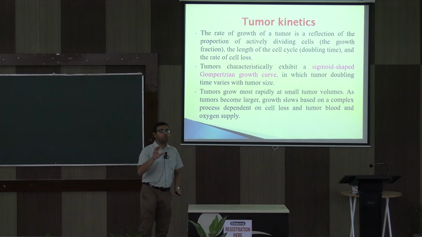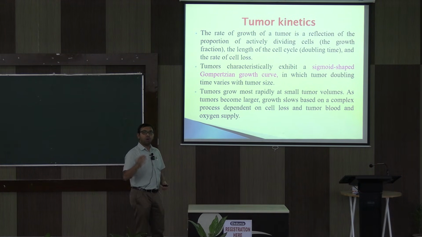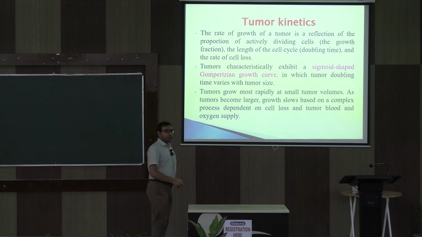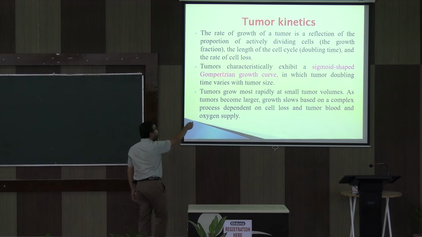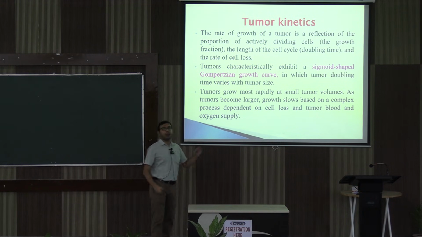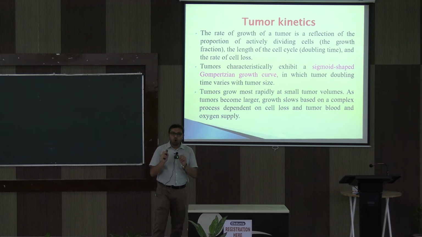So this is known as tumor kinetics, which we need to know when we use cancer chemotherapeutics. These tumors characteristically exhibit a sigmoid-shaped curve. This is also known as the Gompertzian growth curve. Remember the name: Gompertzian growth curve.